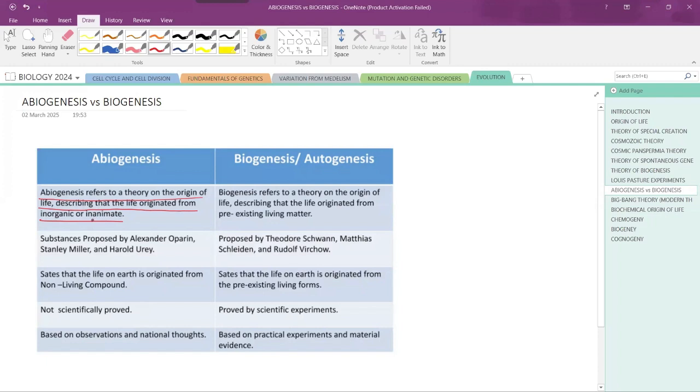Can you tell me what is inanimate? Like, it's not living. Yes, a non-living thing. Okay.